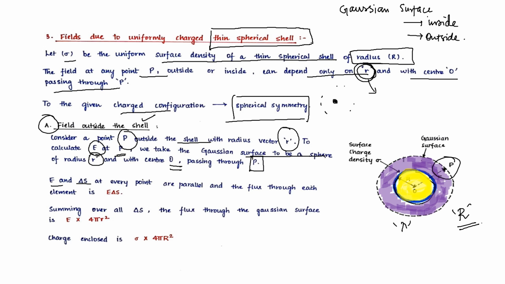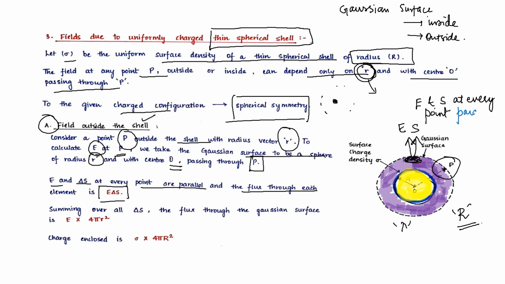E and S at every point are parallel, and the flux through each element is E del S. See, if you take a point over here, the surface will be in this direction, S, and E will also be in the same direction. So E and S at every point are parallel. So theta over here is 0 degrees. Hence flux equals ES.